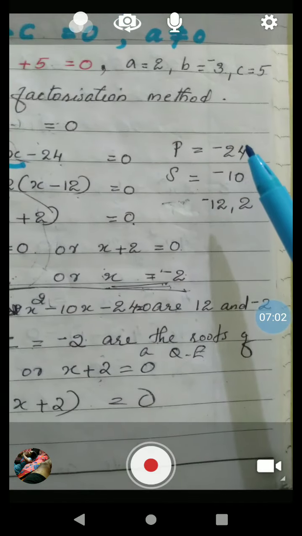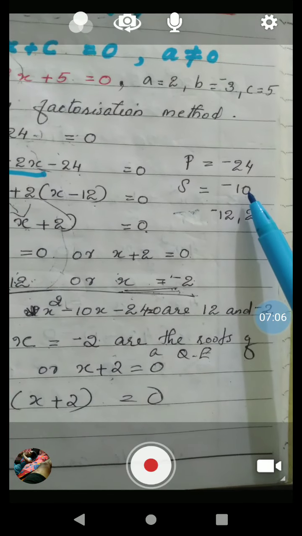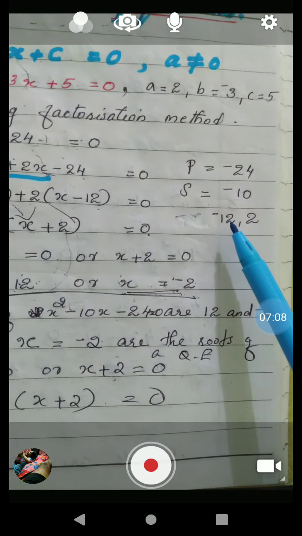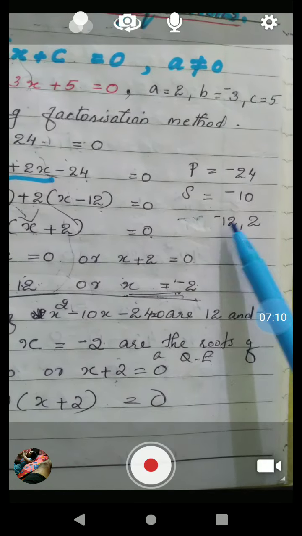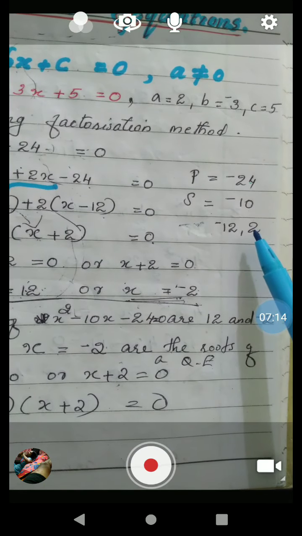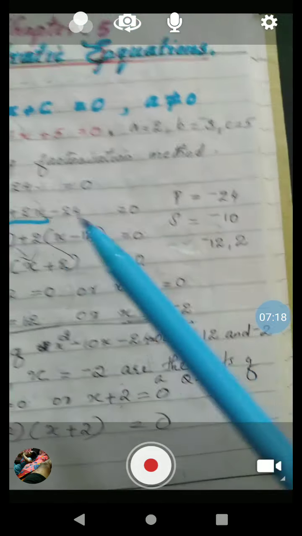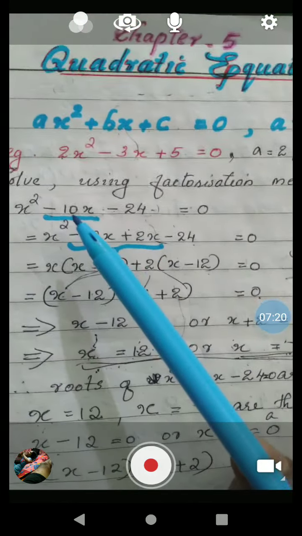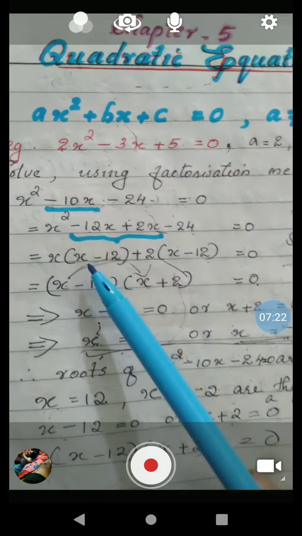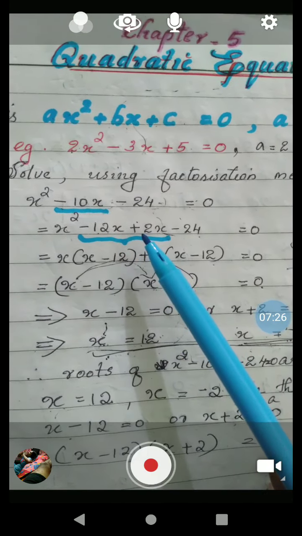Okay, you have to find two values whose product is minus 24 and sum is minus 10. Two values are minus 12 and 2. Multiply these two, you will get minus 24. Add these two, sum is minus 10. In this way, you can split the middle term. So, minus 10x can be written as minus 12x plus 2x, right?